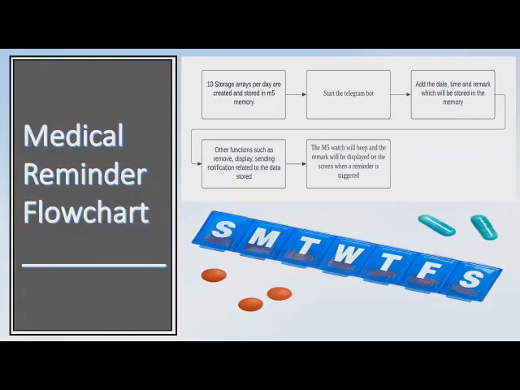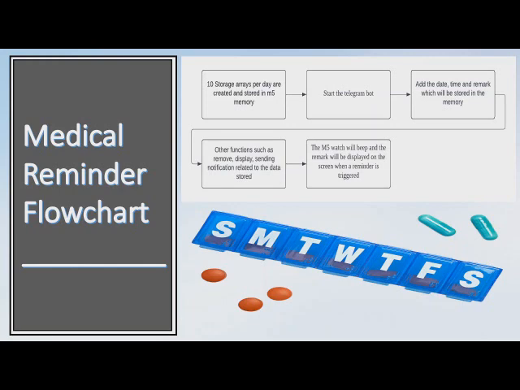So now I'm going to talk about the additional feature that we have designed for this M5 watch, which is the medical reminder. According to our research, we found that 55% of elderly do not properly take their medication. Hence, we have come up with these solutions. This slide shows the flowchart for the medical reminder. Firstly, 10 storage arrays per day are created and stored in M5 memory.